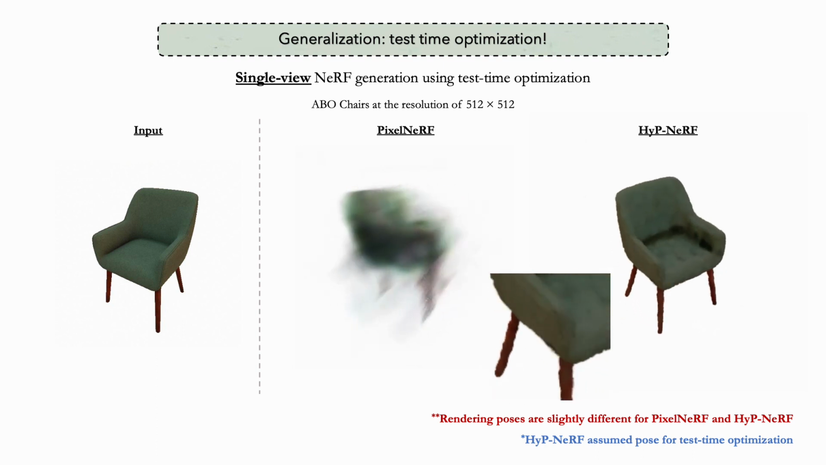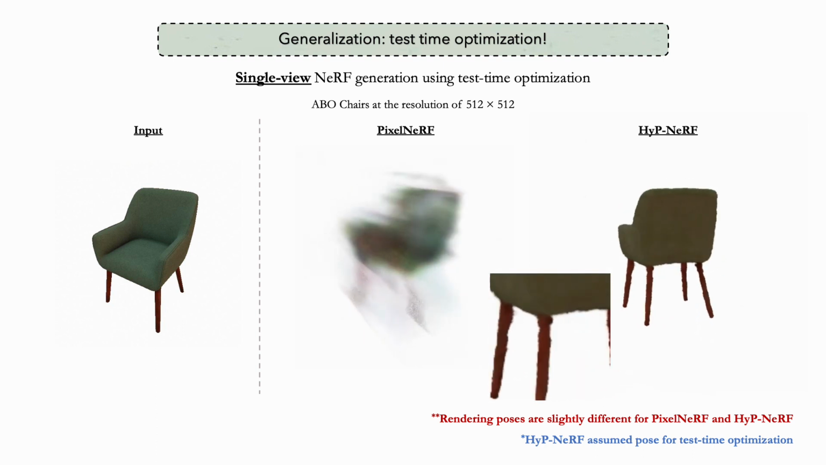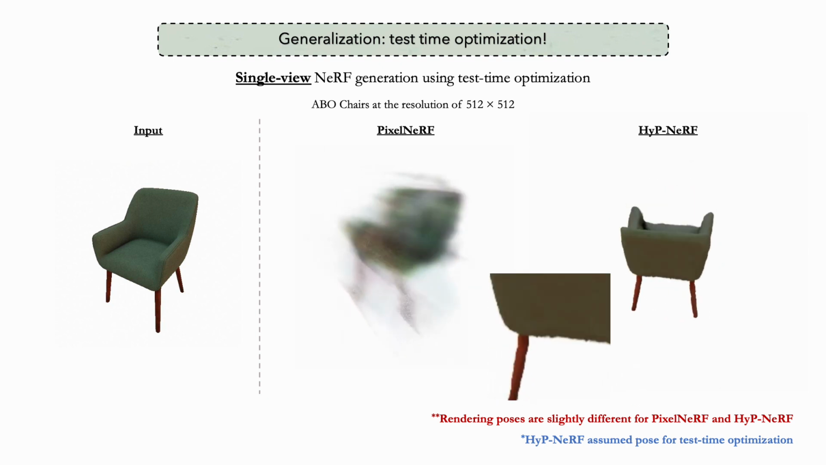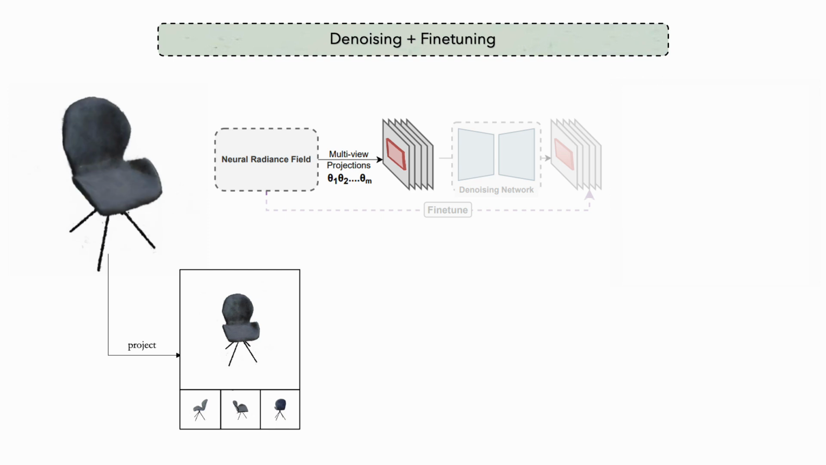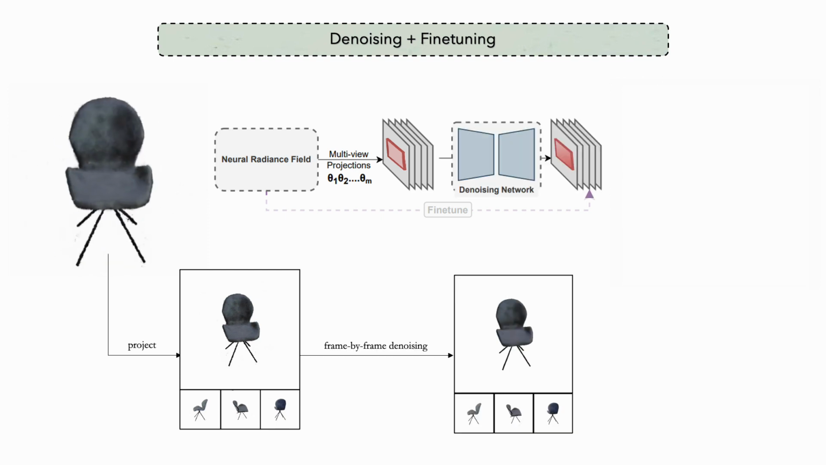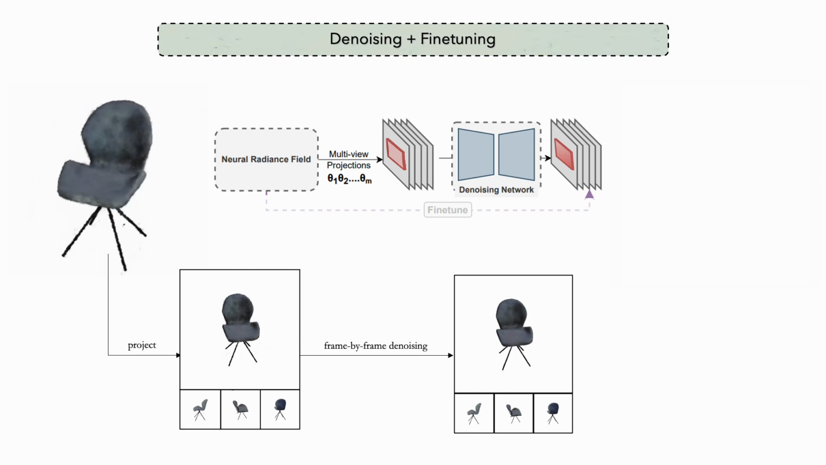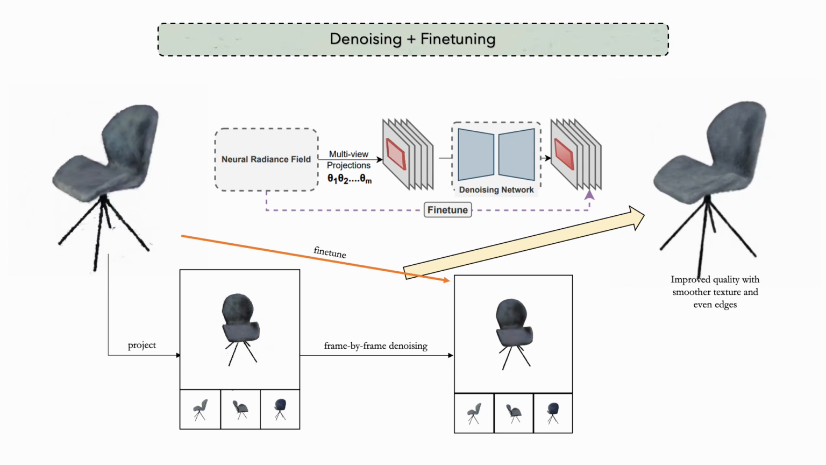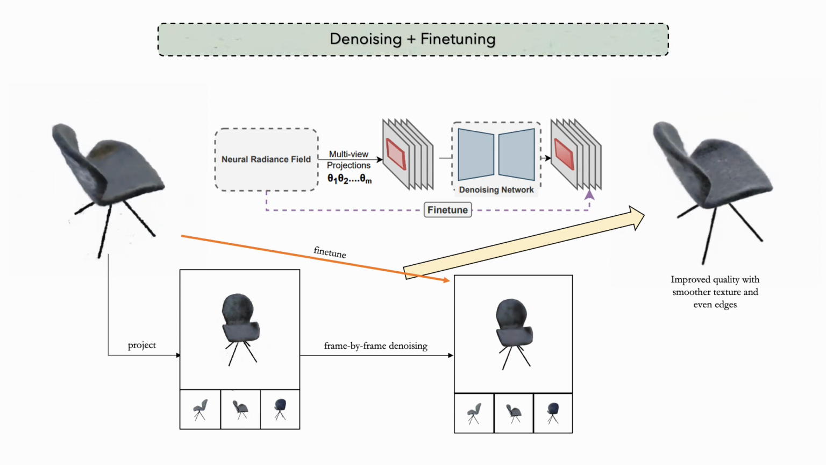However, the output NeRFs have uneven texture and structure. To fix this, we propose denoising and fine-tuning. In this, we first render the predicted NeRF from multiple predefined poses. Next, we denoise the rendered outputs frame by frame using an image-level denoising network. We then use the denoised output to fine-tune the initial predicted NeRF to improve the quality.